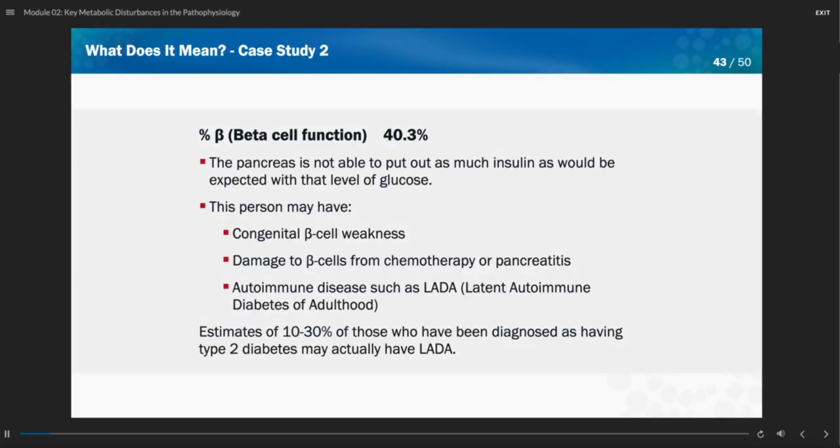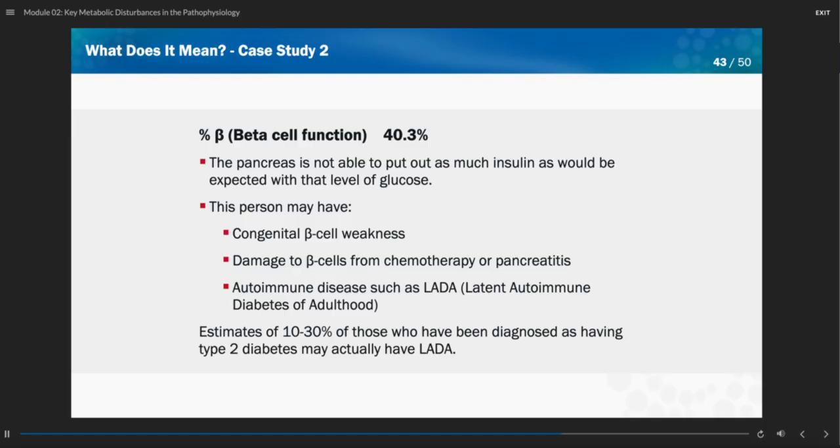So what does it mean? Percent beta cell function is 40.3%. The pancreas is not able to put out as much insulin as would be expected with that level of glucose. This person may have congenital beta cell weakness, have had damage to her beta cells from chemotherapy or pancreatitis, or have an autoimmune disease like latent autoimmune diabetes of adulthood. We don't know. We just know pancreatic function is low.